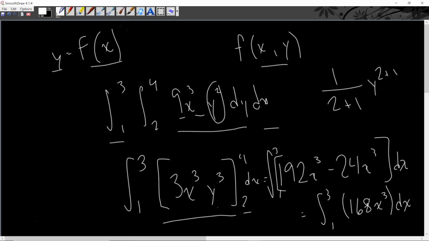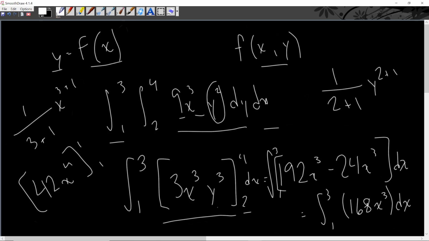Okay, and then from here, this is going to be another relatively normal one. We're going to have 1 over 3 plus 1 times x to the 3 plus 1, so 1 over 4. 168 divided by 4 is 42. Yep, 42. And then we have 42 times x to the power of 4, evaluated at 3 and 1.